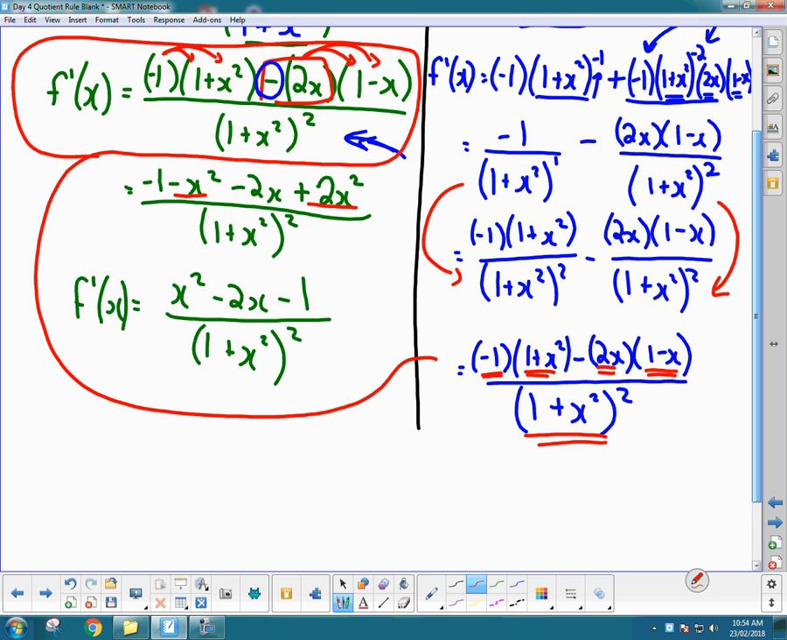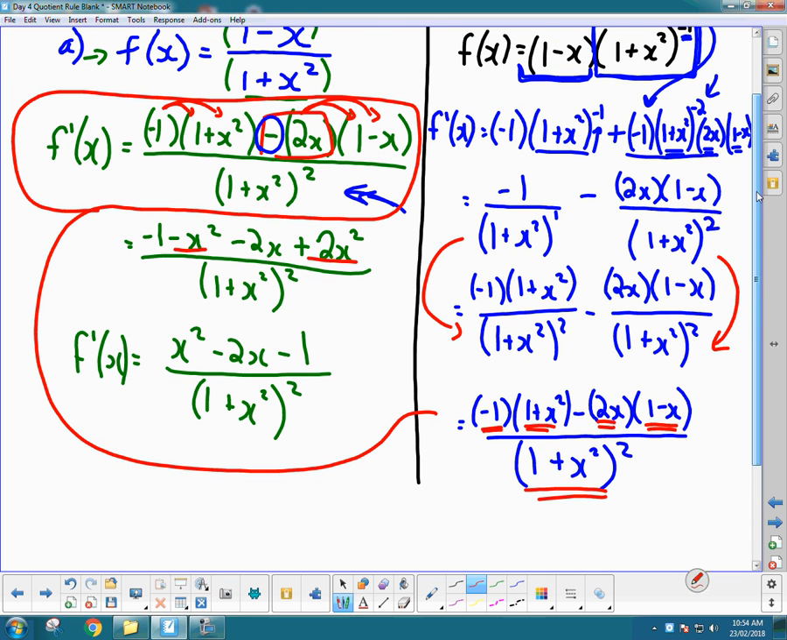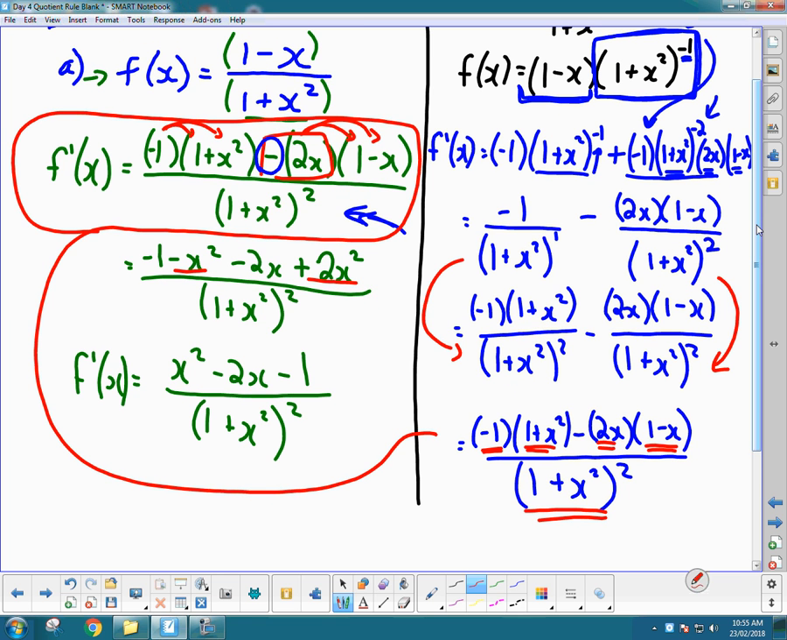So my argument is, why would we switch all of these quotients into products if they end up looking just like the quotient rule anyways? So we might as well learn the quotient rule, because we'll be able to get to this line right away instead of having to do all of this to get to the same line. And that's why we're learning the quotient rule.